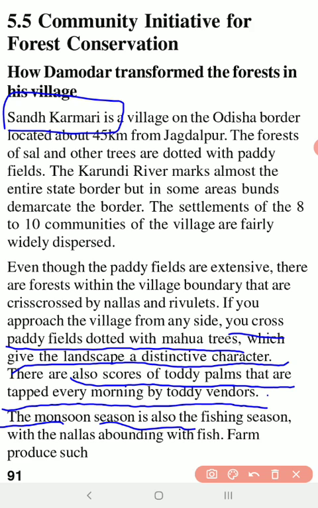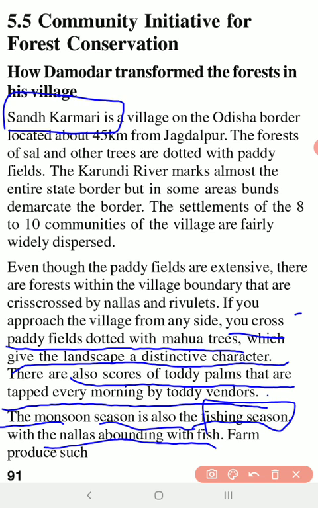Now, in the monsoon season, we get so much rain, and therefore this particular village has so many small ponds, lakes, and rivulets. So what happens when we have so much inflow of water? We have fish, so it becomes a fishing season. So the whole monsoon season also becomes a season for fishing, with the nullas abounding with fish.